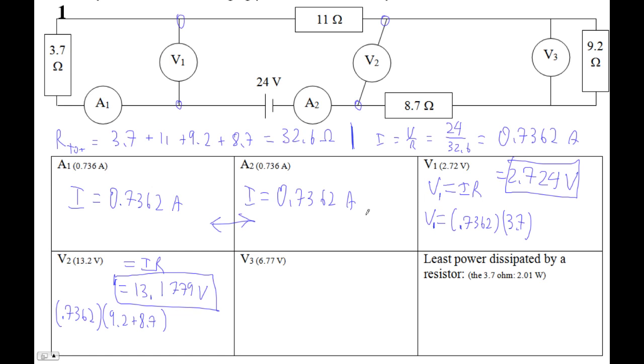All right, V3, let's find V3. V3 will be here. Going from upstream to downstream, we encounter only 9.2. So V is IR, which is equal to 0.7362 times 9.2, and that's 6.773 volts.